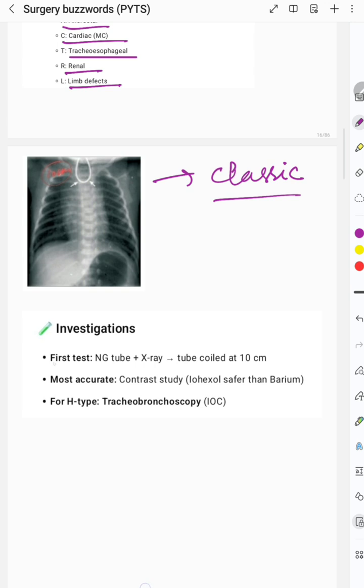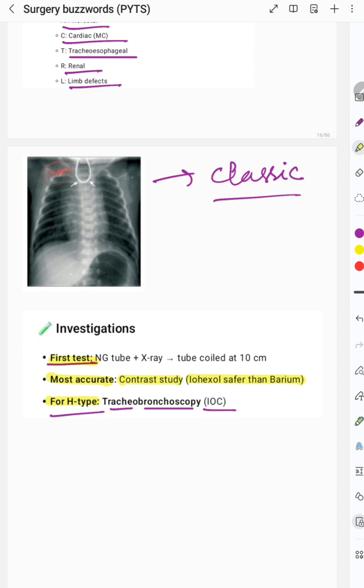So if they ask for the first investigation, we'll try to insert the NG tube and take an X-ray. If there is coiling at 10 centimeters, we can say this is TEF. And the most accurate is the contrast study, and here we have to remember that iohexol is safer than barium. And for H type, we know both the esophagus and trachea are patent, so when you try to insert the OG tube, it will go inside with no coiling. So specifically, if they ask about type H, the investigation of choice is tracheobronchoscopy.